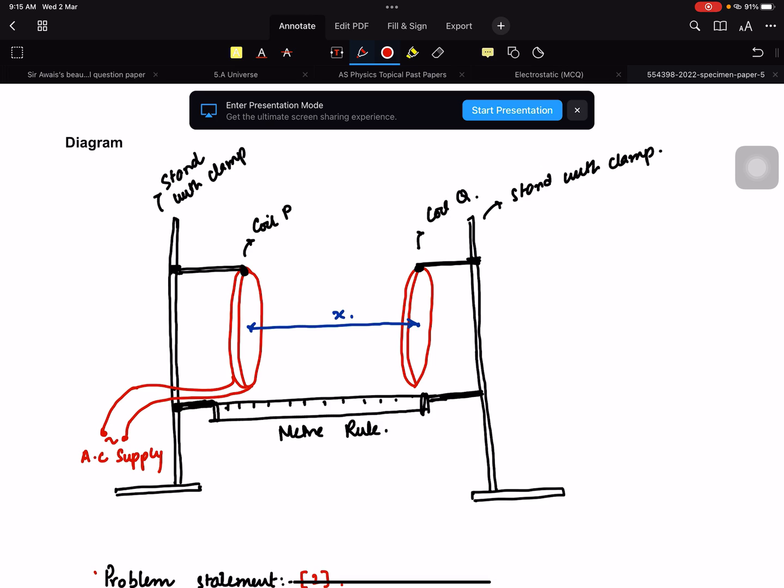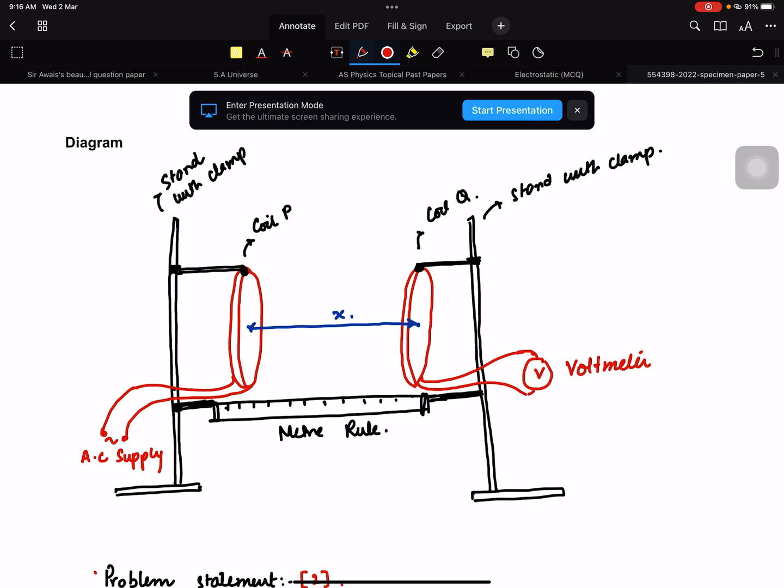On this side, this should be connected with a voltmeter, and label it so that we know how much EMF is induced.